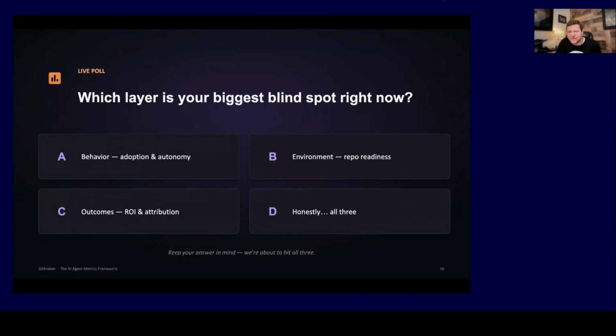Oh, none on environment yet. So folks feel pretty confident there. That's interesting. But maybe it's also honestly all three, so it could be rolled up. That's true. Yes, that's a good call out. Okay, good. Awesome.